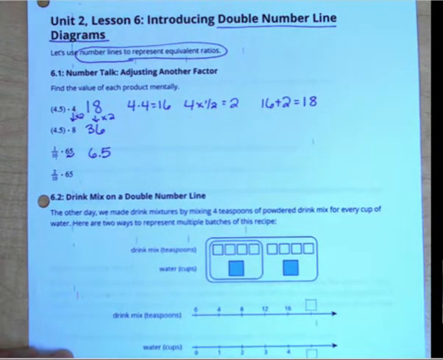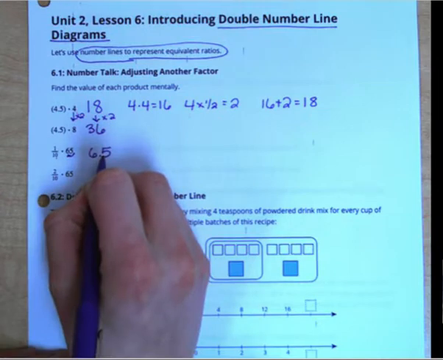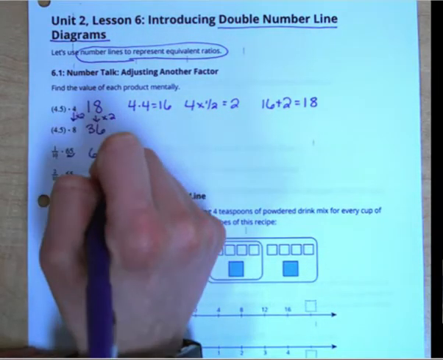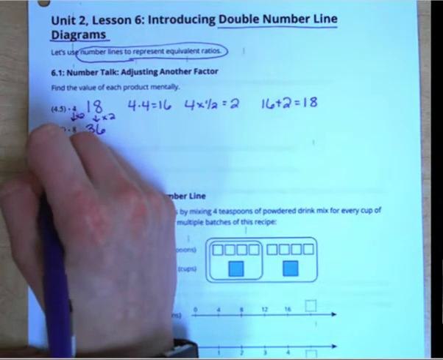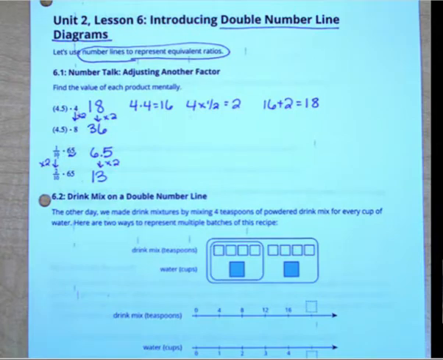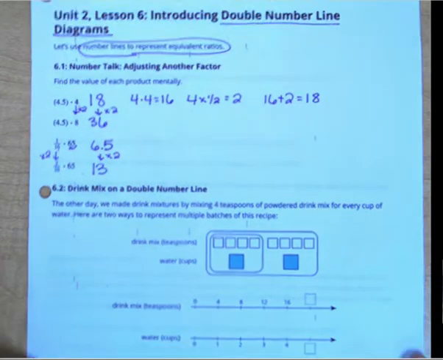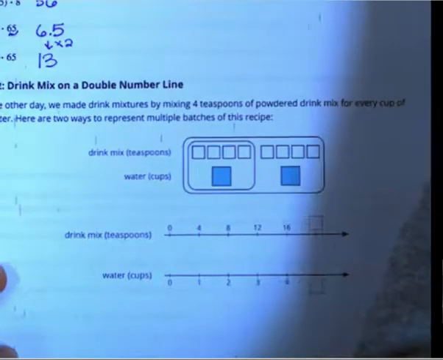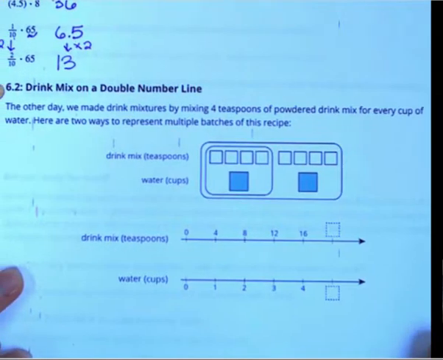And here we have 2/10 times 65. Well, if 1/10 is 6.5, then 2/10 would be equal to 13. I know that because we took this factor times 2, and so we're going to take our answer times 2. Okay, let's get into the double number lines. Take a look at what they look like and see how we're going to use them.